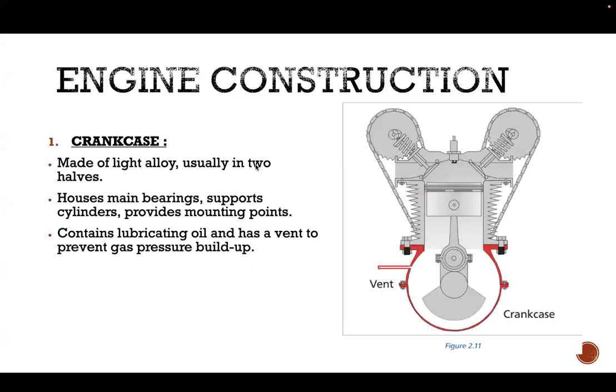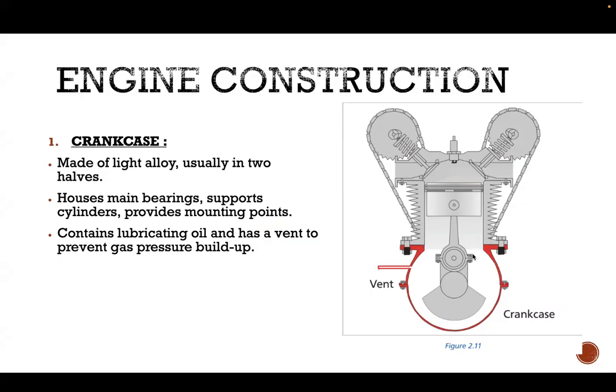So the next thing we are going to talk about is the components of your engine. The first one is your crankcase. The crankcase is the place which is going to hold your crankshaft. The lower part highlighted in red color is your crankcase. This is what holds your crankshaft, which is then connected to your piston and all those things; we will go into detail later.